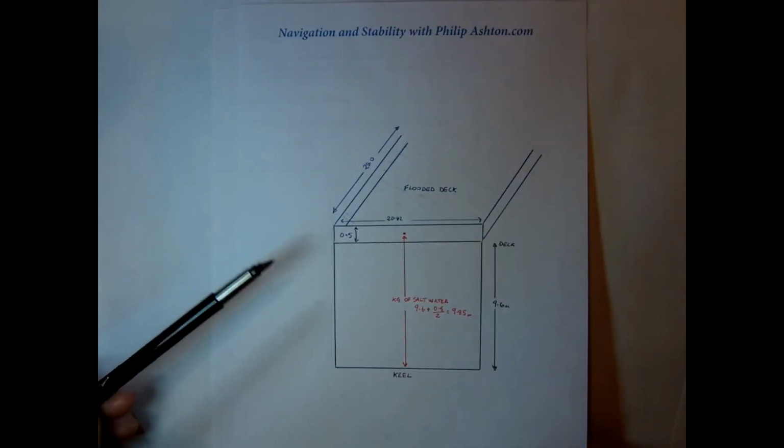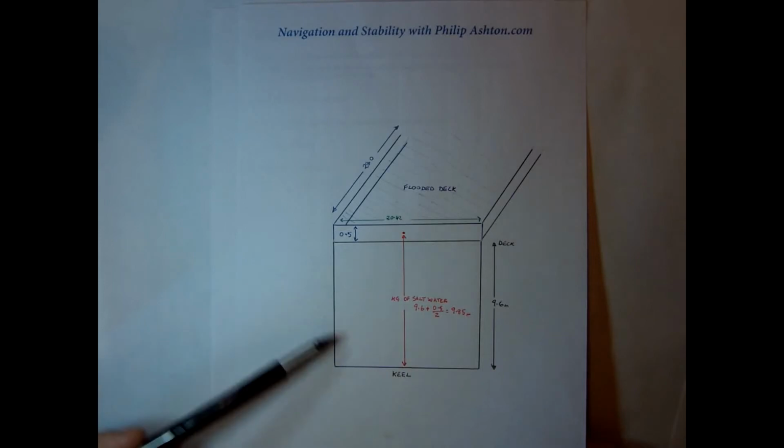Okay, to get the GM we need the KM and the KG. So to get the KM obviously we use the tables, and what's happened here is our KG has changed because we've got this fluid on the deck. So before we go through it, let's picture what's happened here.